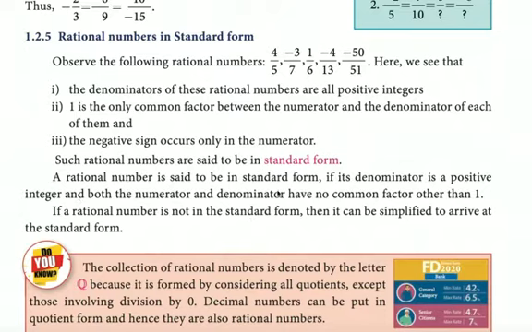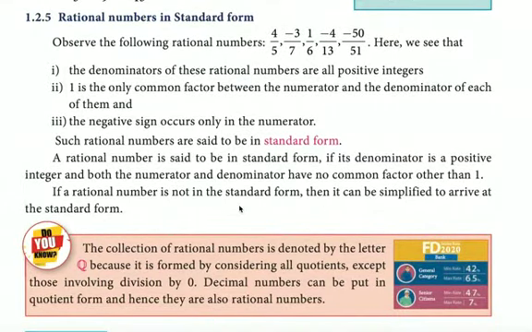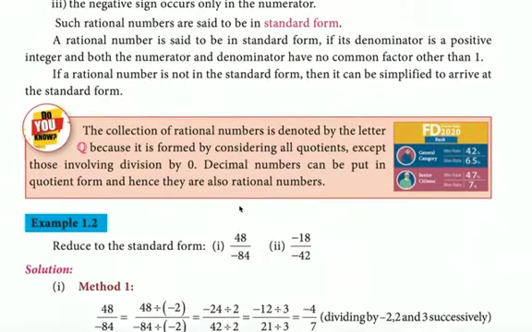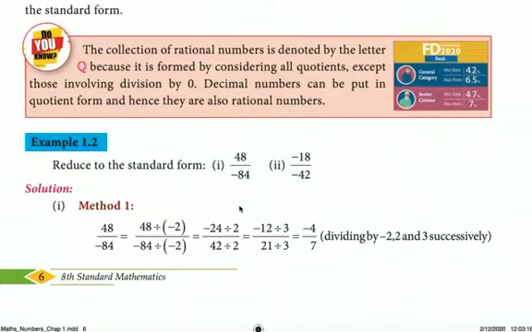A rational number is said to be in standard form if the denominator is a positive integer and both numerator and denominator have no common factor other than 1. If a rational number is not in the standard form, then it can be simplified to arrive at the standard form. The collection of rational numbers is denoted by the letter Q because it is formed by considering all quotients, except those involving division by 0. Decimal numbers can be put in quotient form and hence they are also rational numbers.